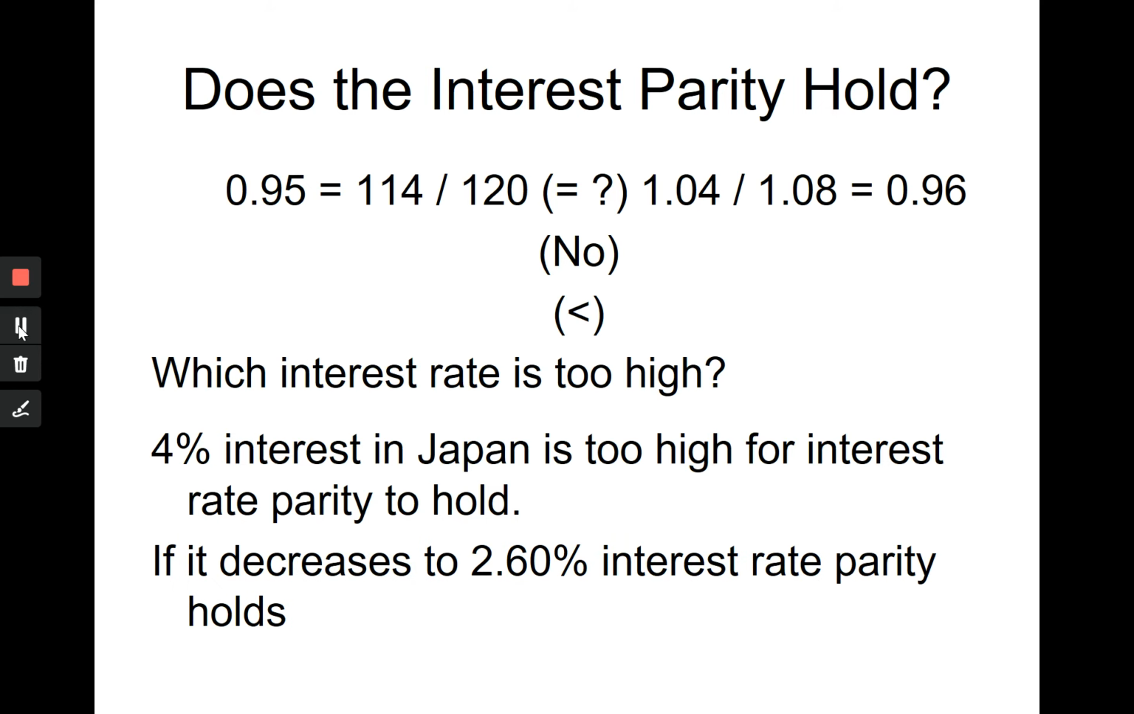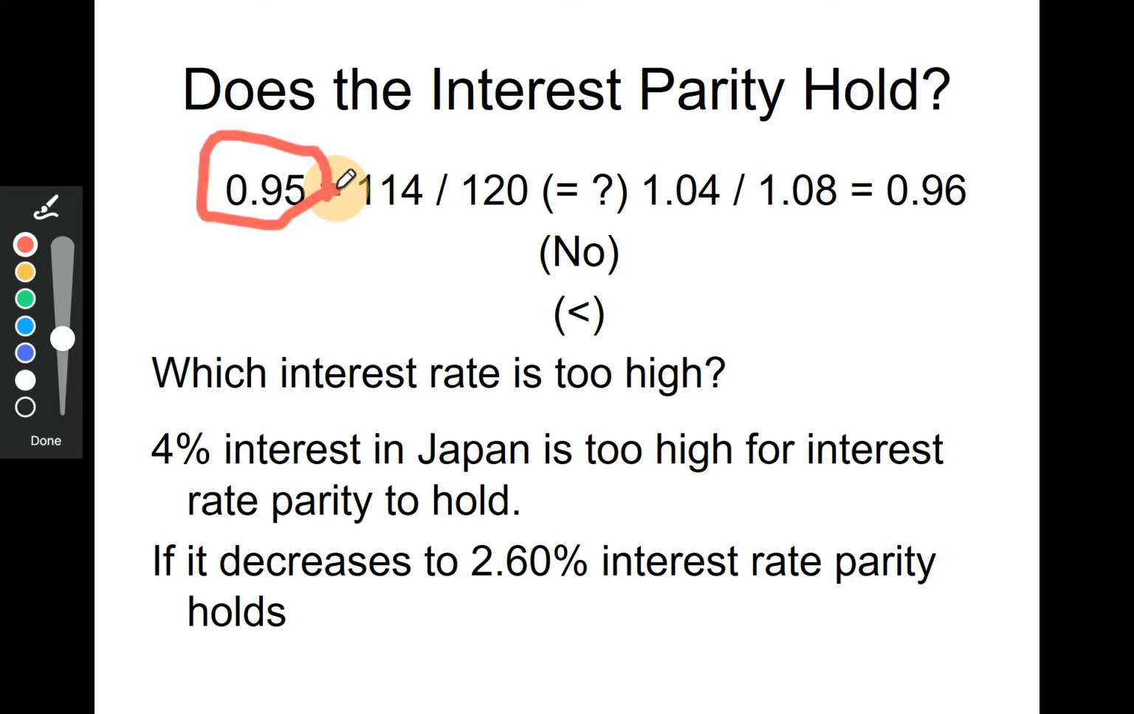Let's first look and see which interest rate is cheap and which interest rate is expensive, because we want to borrow at a cheap interest rate, loan money at an expensive interest rate, and make an arbitrage profit. Going back to the equation that you have up here, you would see that 0.95 is not equal to 0.96. How can we make these two equal?